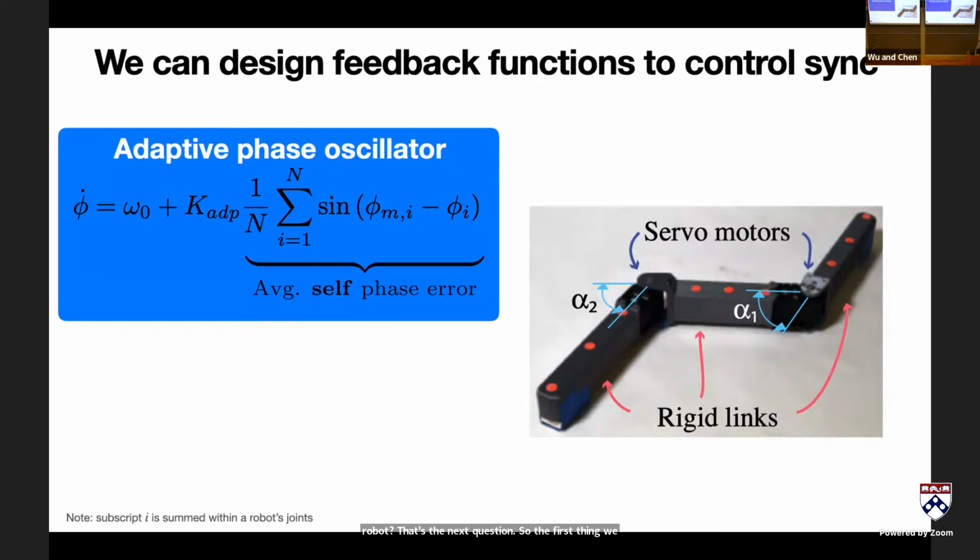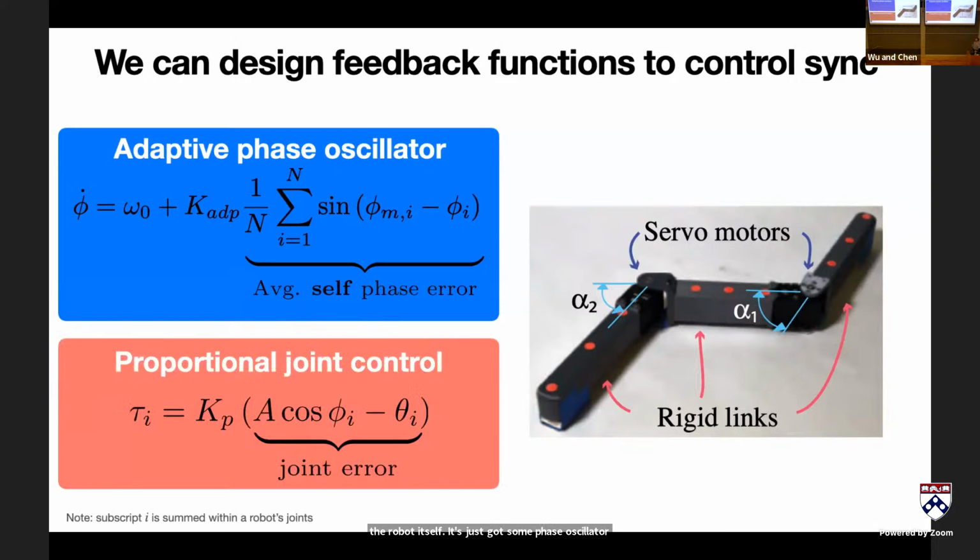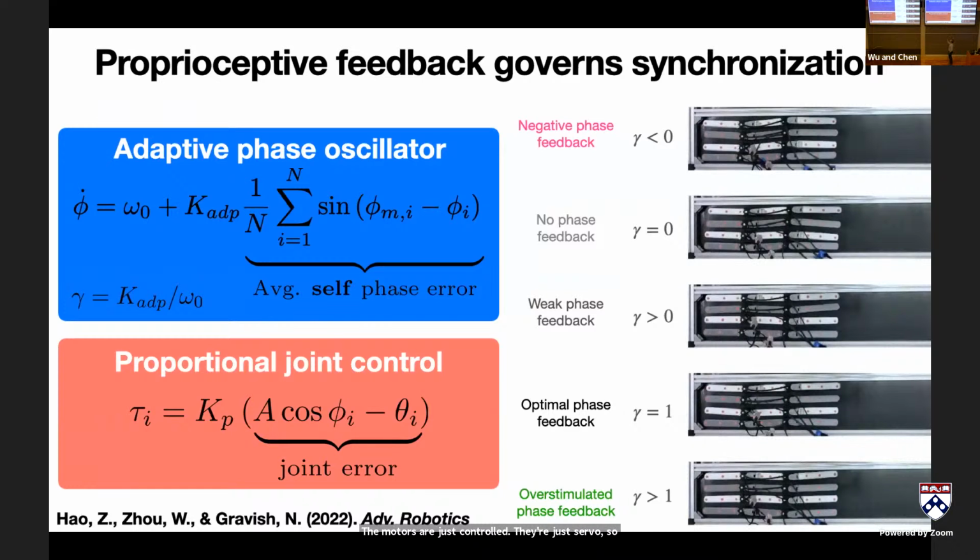They can generate undulatory gaits. And now we just measure the phase error of each joint. If a joint is oscillating without any contact, then its phase error should be 0. If it's in contact with something, its phase error is going to be non-zero. And we just apply a simple gain coefficient on the phase dynamics of the gait generation. And critically, this is just like what's happening in the robot itself. It's got some phase oscillator that is slowed down if there's joint error. The motors are just servos, so they're just controlled in position control.